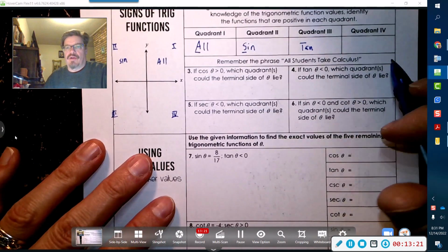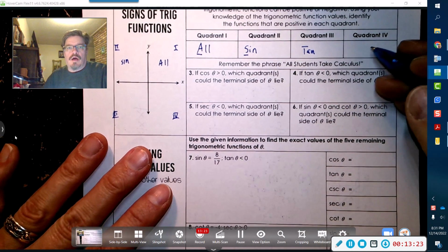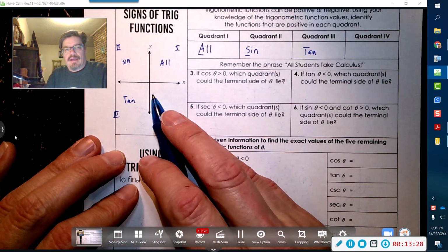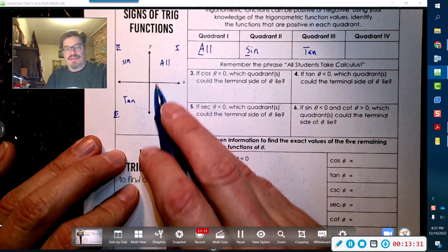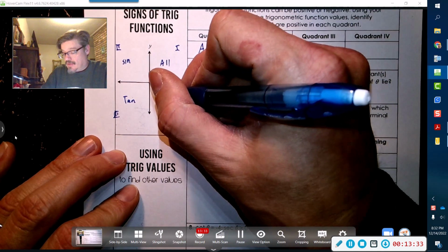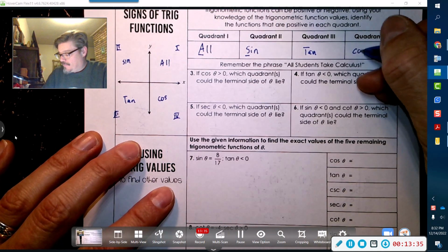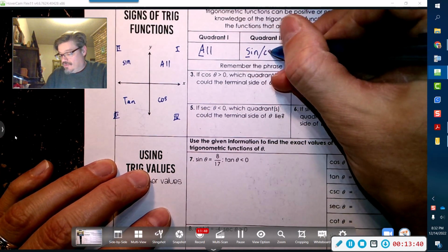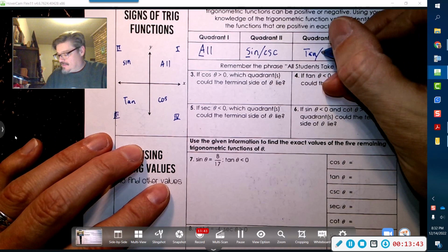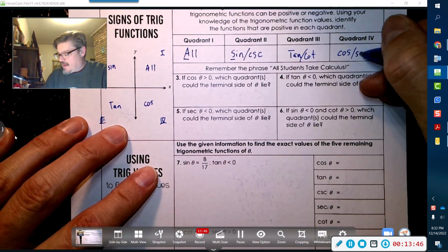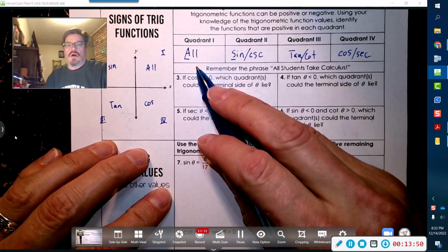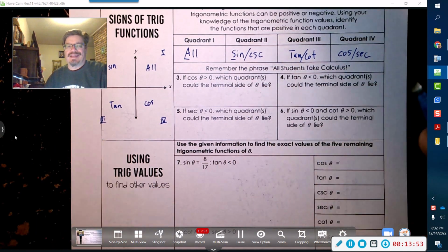I'm going to stop right after here because I see my time. So this one is tangent. And then over here, we go back to the x-coordinate being positive, but the sine is negative, so it is cosine that is positive there. Now, if sine is positive, then cosecant is definitely positive. If tangent is positive, so is cotangent. And if cosine is positive, then secant is positive. So all students take calculus, and that's how you remember when things have to be positive. All right, we'll continue this in the next one.